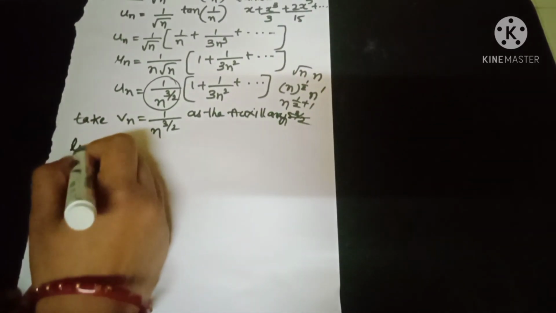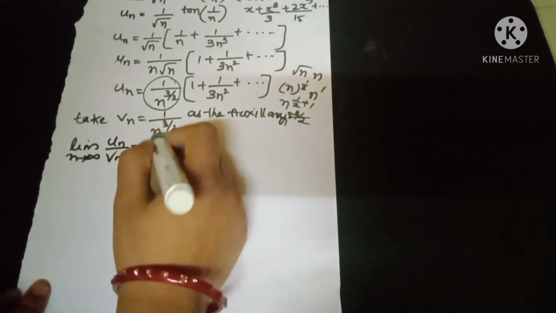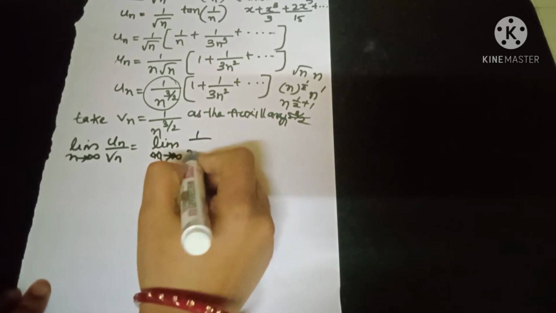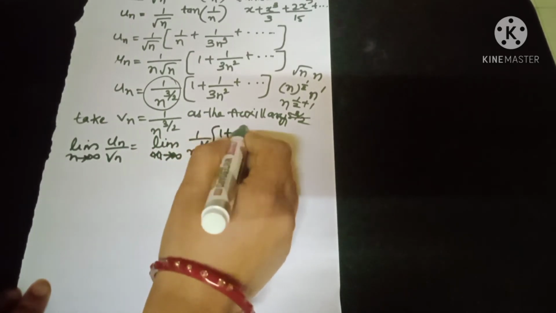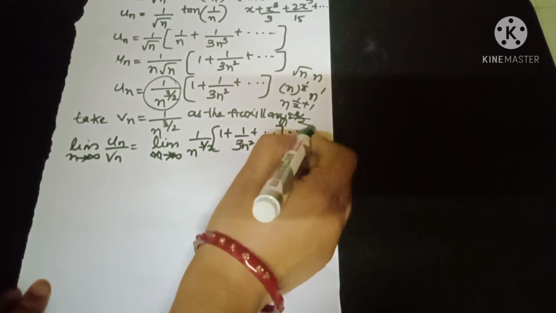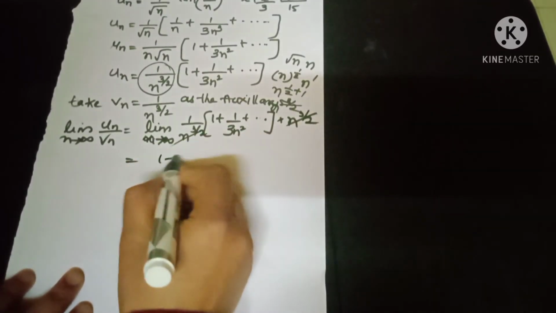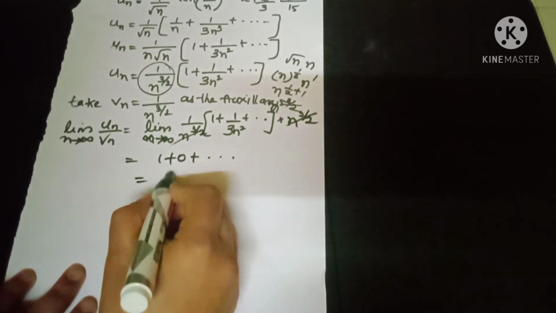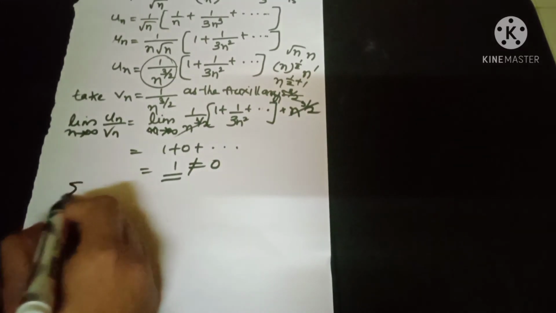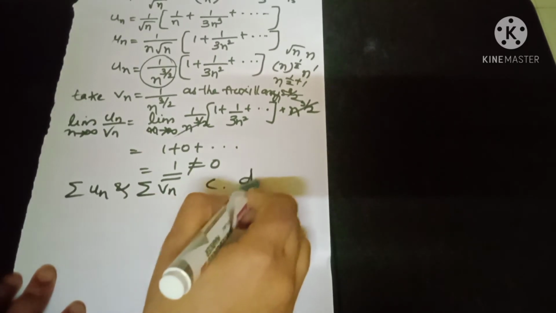Then what happens to the limit as n tends to infinity of un by Vn? This will be the limit as n tends to infinity of 1 upon n to the power of 3 by 2 into (1 plus 1 by 3n square plus etc.) into n to the power of 3 by 2, which gets cancelled with the denominator, so that after applying the limit we get this series. This is nothing but 1, which is clearly not equal to 0. Therefore both the series un and vn converge or diverge together.